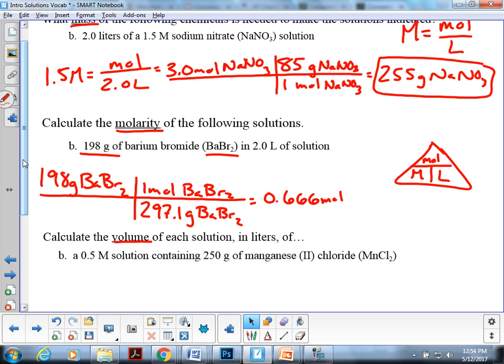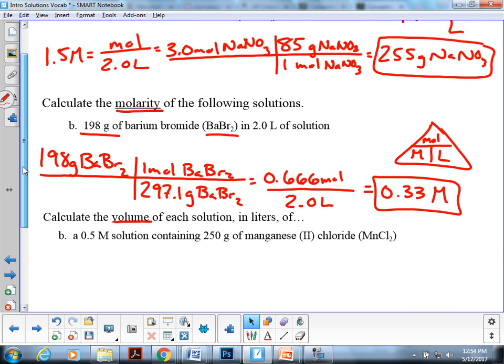What I would do then is this. I would actually just put a line under there, and then what goes underneath it? The 2.0 liters. Boom, there's my moles over liters. I can solve for molarity right there. Right? The unit for molarity is a capital M. Make sure it's a capital M. Lowercase m is something different. It's usually mass.